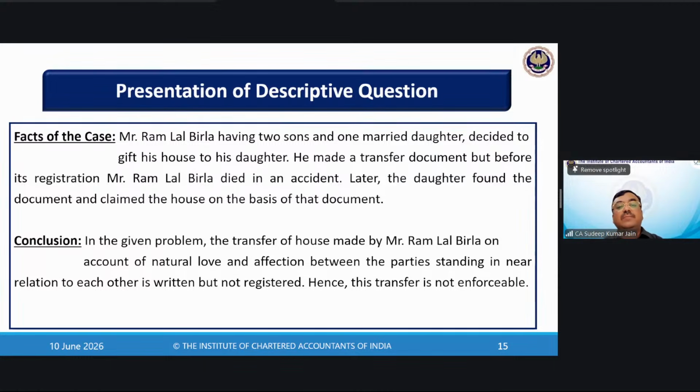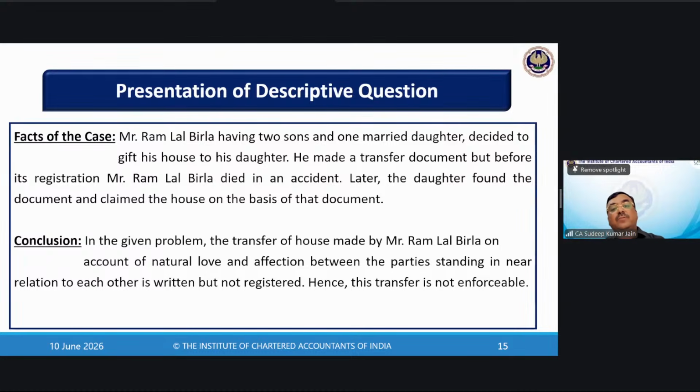Mr. Ramlal Birla, having two sons and one married daughter, decided to gift his house to his daughter. He made a transfer document, but before its registration, Mr. Ramlal Birla died in an accident. Later, the daughter found the document and claimed the house on the basis of that document.